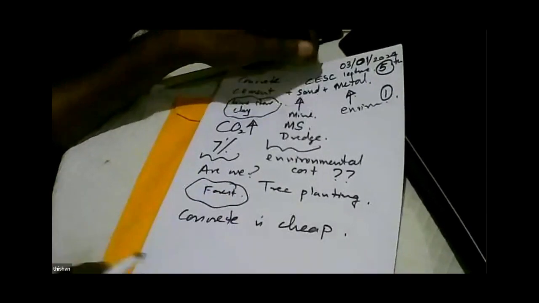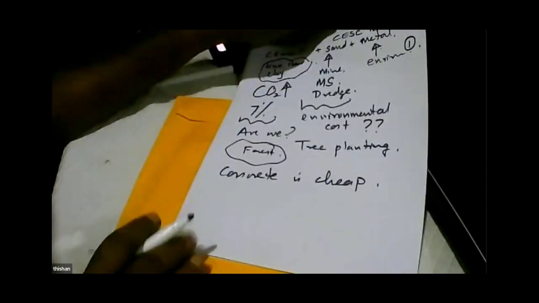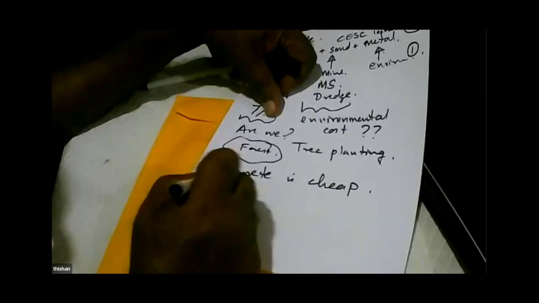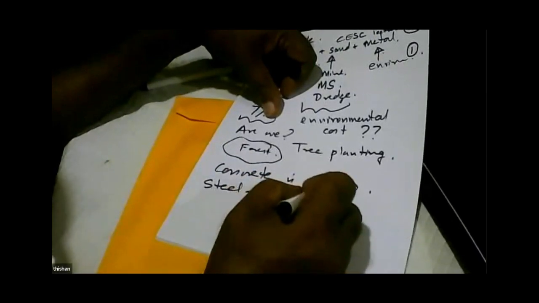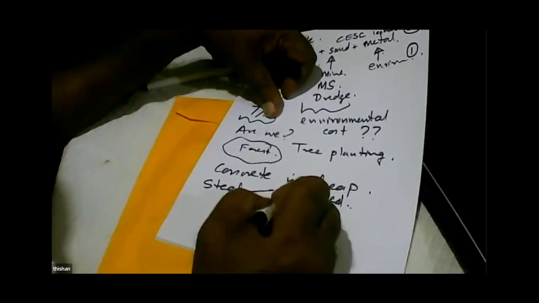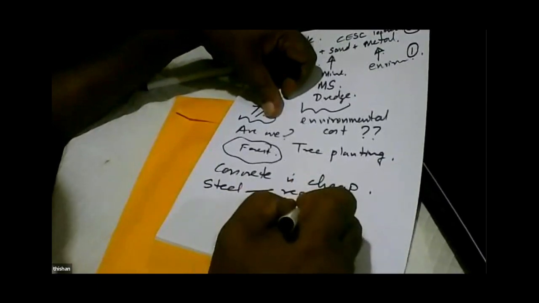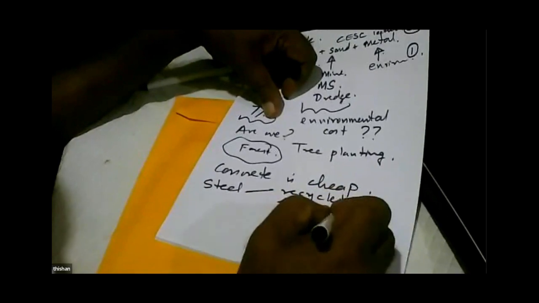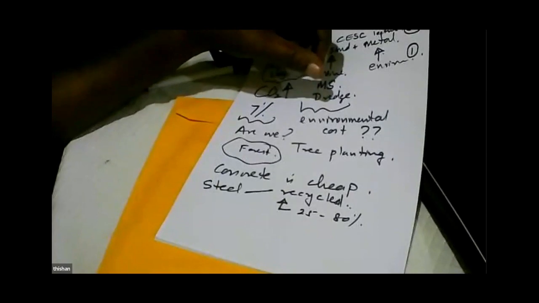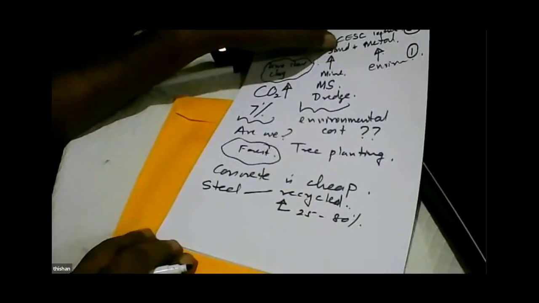Not that it is cheap. If we pay for the environmental damage, it is not cheap. But it is very, very cheap. Steel, recycle. Even the billets that you import from any country, most of the time they will have about 25 to 80% recycled content. Sometimes it can be as high as 90%.